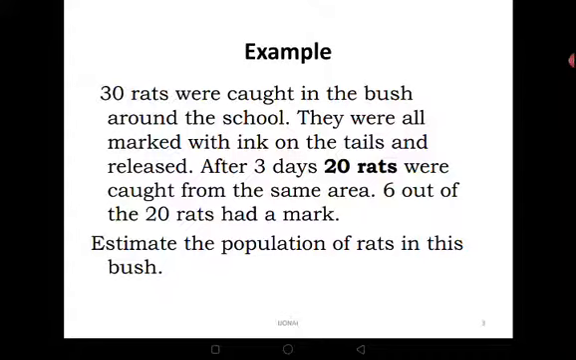Great. So I know you can do this at home. Try it in the compound, try it around home. You can identify an organism and then try to estimate its population using the capture, release, recapture method. I know you can do it.